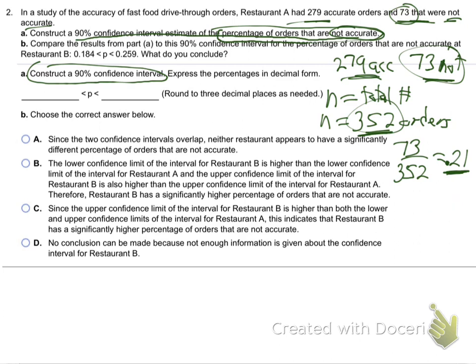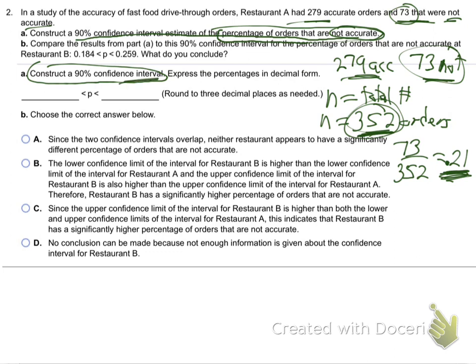But what we want to know is what this restaurant does overall, not just on the particular 352 orders we grabbed. We want to know, hey, what's the real percentage that they do not do accurately? And you think, well, 21%, that's our best guess. Yeah, that is our best guess, but we need an interval around that, because the real value might be a little higher or a little lower because we just grabbed 352 orders. We could have gotten a little bit lucky and the real truth is the restaurant does a little better than that on average, or a little worse than that on average.